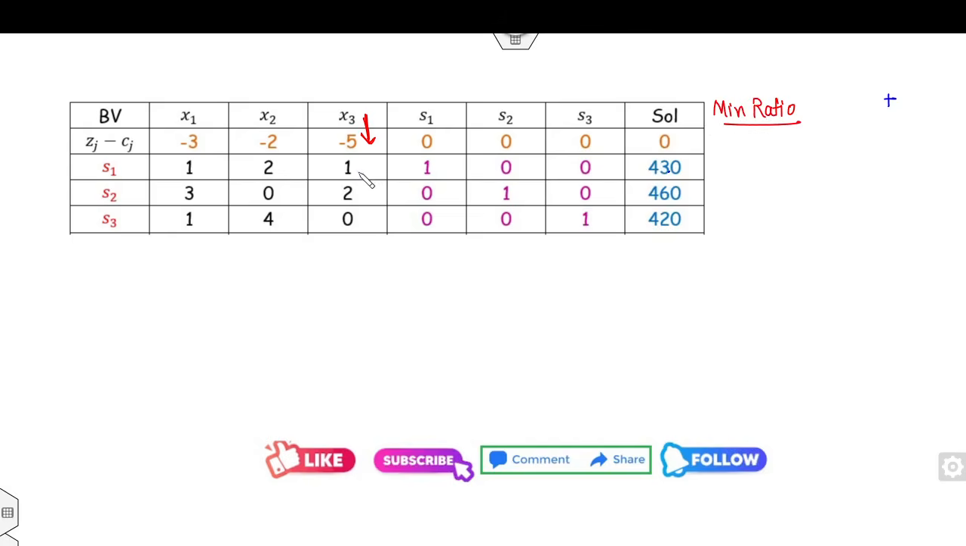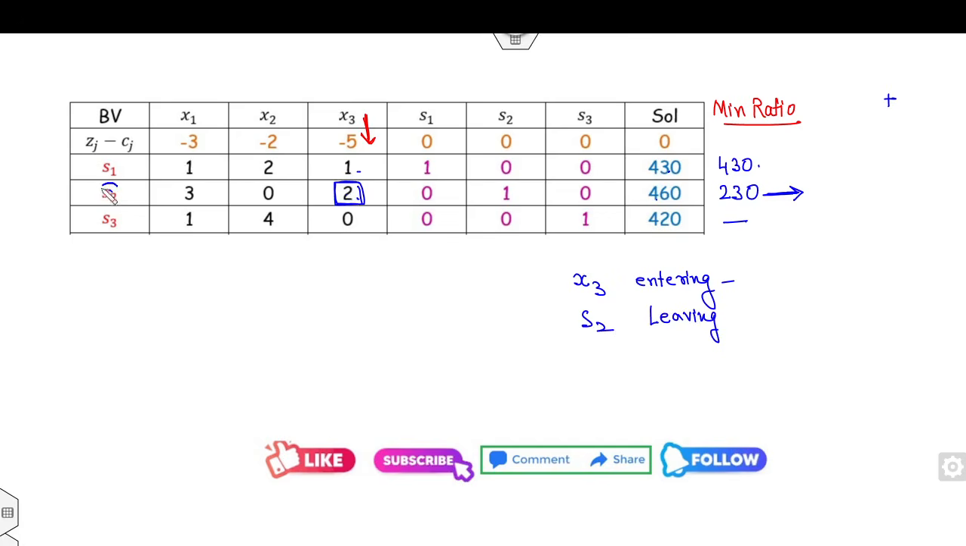So 430 divided by 1, 430. 460 divided by 2 is a 230. Because it's a 0, so you can skip them. Only taken the values which is my positive, which is the minimum. This number is my minimum. So the common element is my 2 is my box element. That means x3 is my entering variable, and which one is the leaving is s2 is my leaving variable.